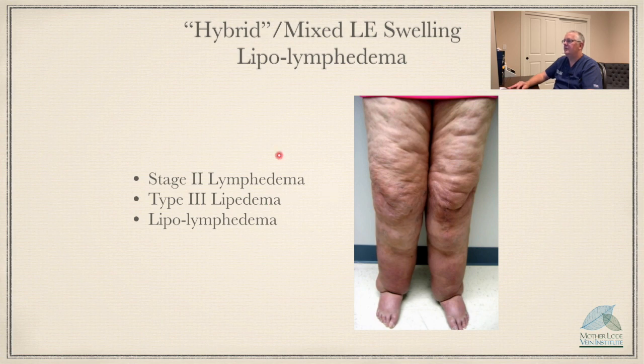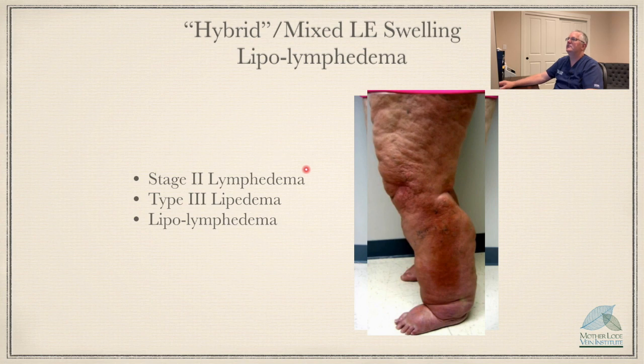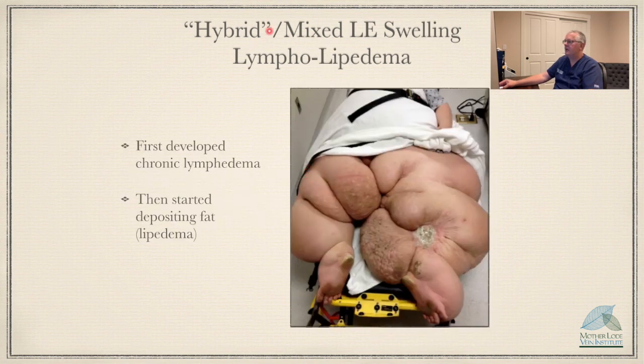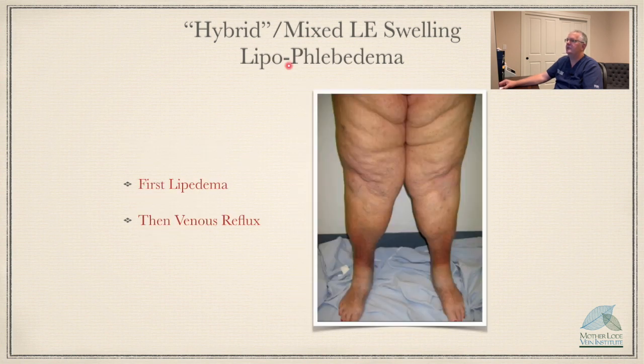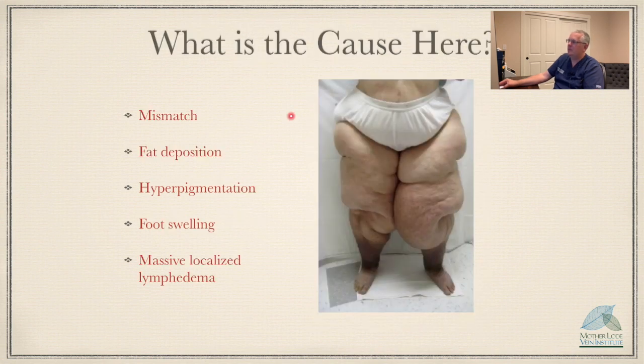And so we have another hybrid, which is a patient like this who has the ankle cutoff sign, typical of lipedema, but they also have an extensive buffalo hump sign here and extensive tissue within the entire calf and thigh, and so we would call that lipolymphedema. This is a lateral view, and then this is a patient that first developed chronic lymphedema, and then went on to start having more fatty deposition, so we call that lympholipedema.